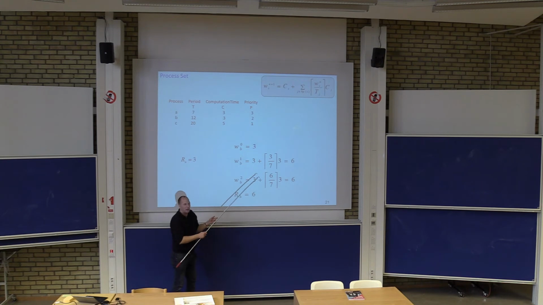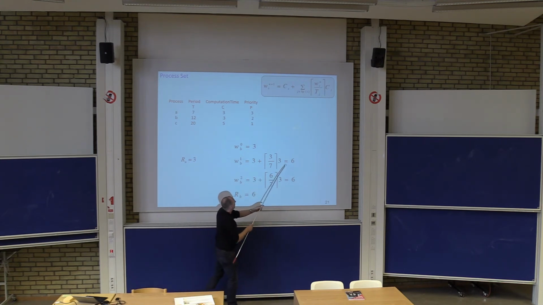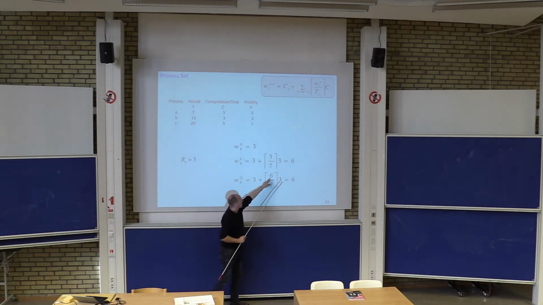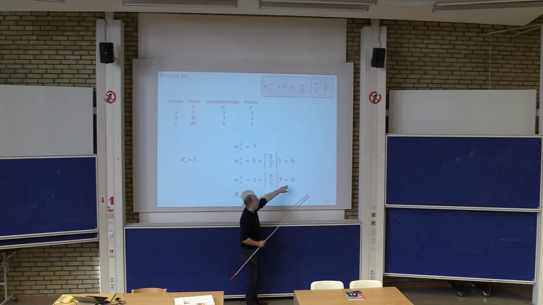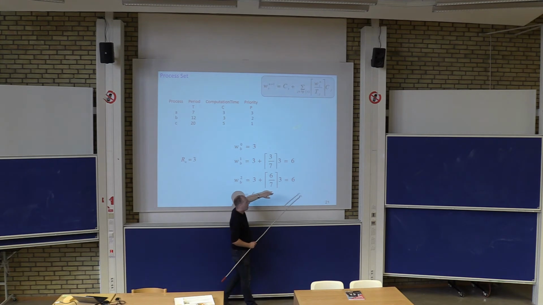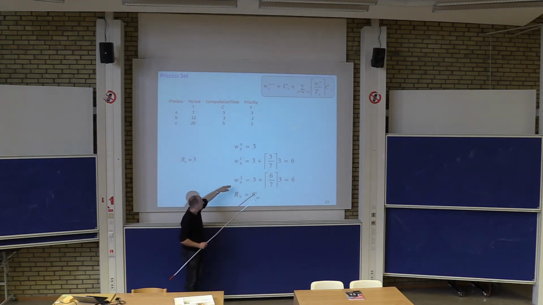So we got a larger number. Now we have to plug in 6 again. So we will replace 3 here with 6, and do this formula again, and we will get back 6 again. Right? So now we have reached a fixed point, and we know that the response time for task B will be 6 time units.